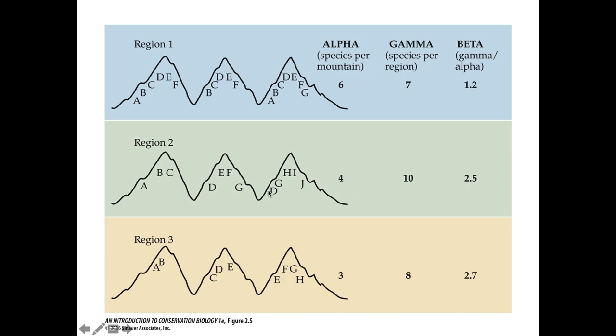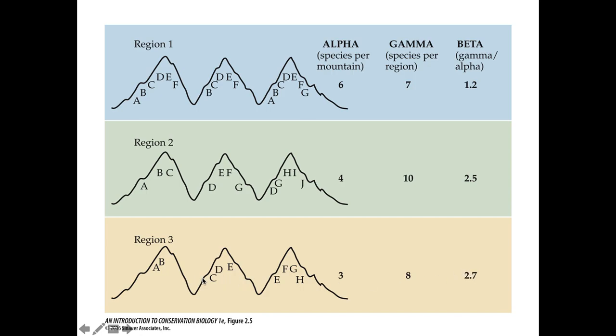So on average, there are only 4 species on each mountain. The gamma diversity is higher, meaning that if you look at the whole region, there are more different species. And the beta diversity is higher than the first one. In region 3, we have lower alpha diversity, so there are fewer species per mountain. The gamma diversity is 8, and we get the highest beta diversity.